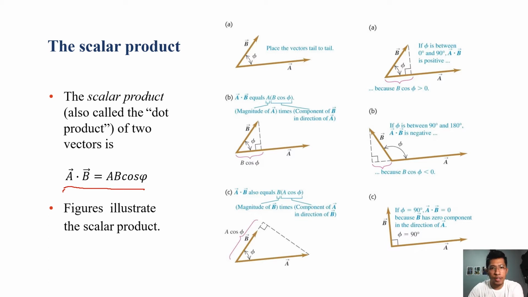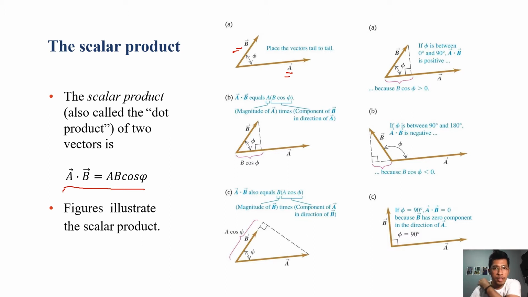Now let us go into this figure. Suppose you have your two vectors here, your vector A and then your vector B. First, to demonstrate your dot product, place the two vectors tail to tail, just like this. The angle between the two vectors, this smallest angle between them, is phi. Suppose that is phi.